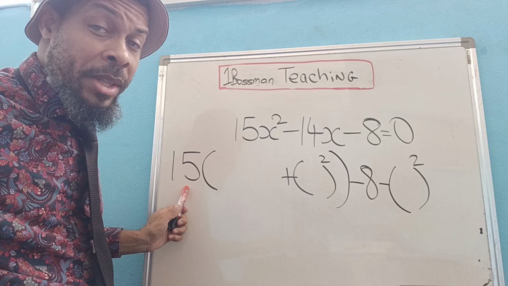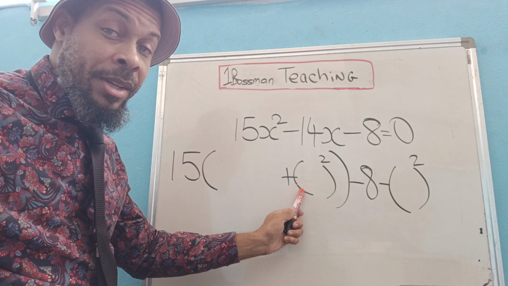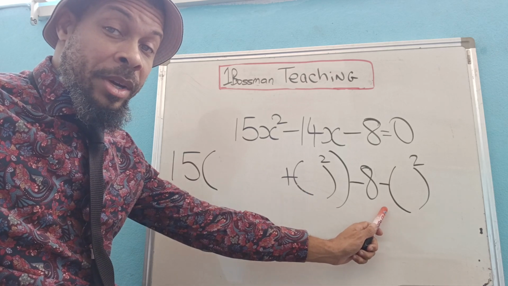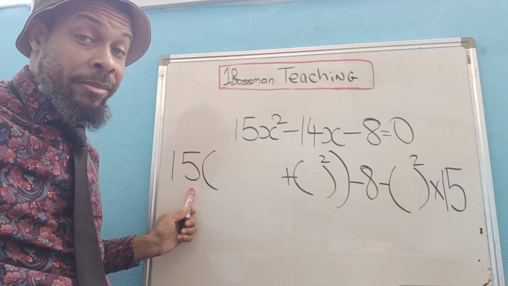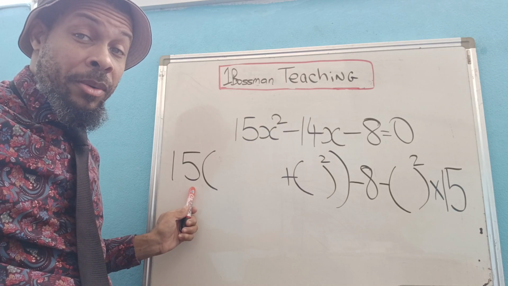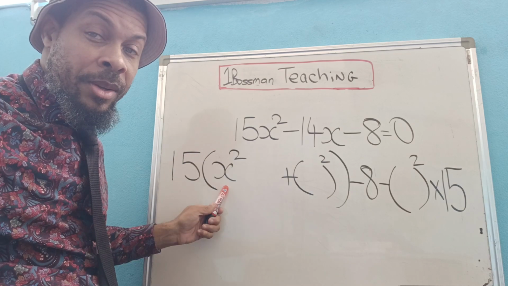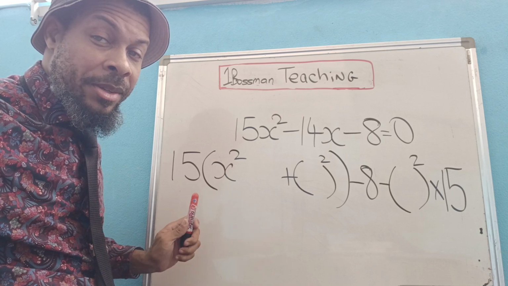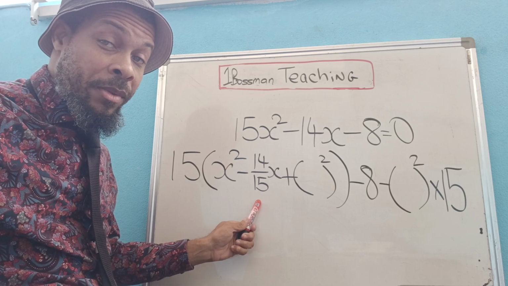Now we have to be careful with this. If this 15 is multiplying this, which is a positive blank squared, then for the negative blank squared, it has to be multiplied by the very same thing. So that's our skeleton so far, right? So let us divide 15x squared by 15. So far we have x squared. Now let's divide the minus 14x by 15. So far we have minus 14x over 15.